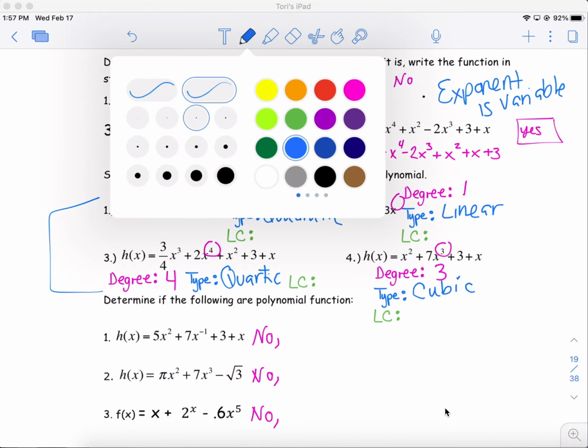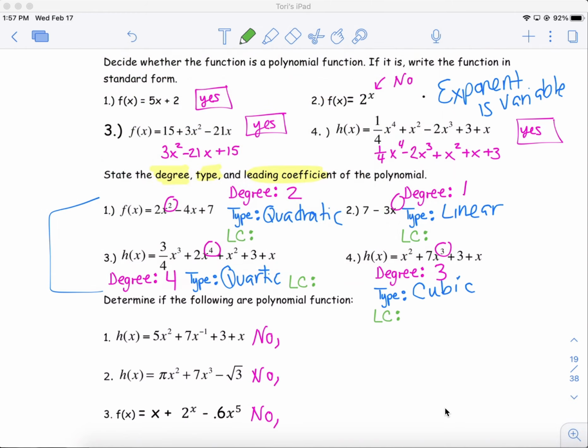All right, last thing I want to hit on this part is the leading coefficient. You'll just see it as LC a lot of times. But the trick is leading coefficient doesn't mean the very first number in the problem. So it doesn't mean the 7 and the 1 and the 3/4 and the 2, okay? That's not your leading coefficient. It means the coefficient that's in front of the variable that holds your degree.